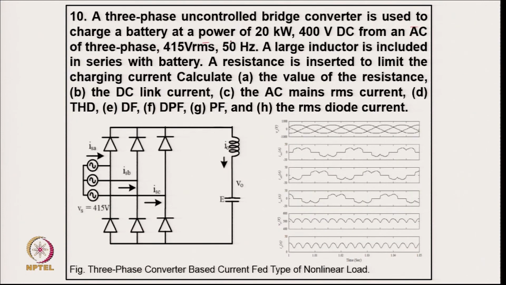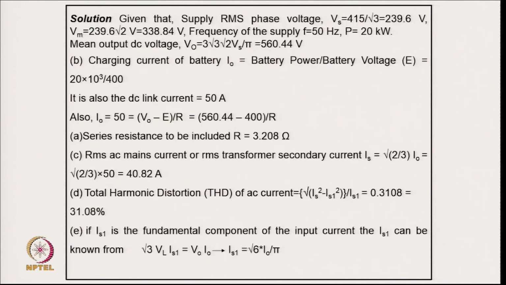A 3-phase uncontrolled rectifier is used for battery charging of 20 kilowatt for 400 volt DC from AC 3-phase 415. A large inductor is included. So, resistance is inserted to calculate the resistance, DC current, AC mains current, TAD, distortion factor, displacement, power factor, and RMS diode current. So, these are of course making a model. These are the typical currents in the supply, which have quite a lot of harmonics. So, these are the calculations like we calculated.